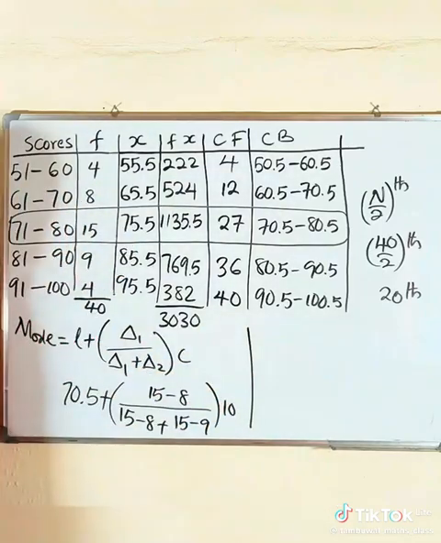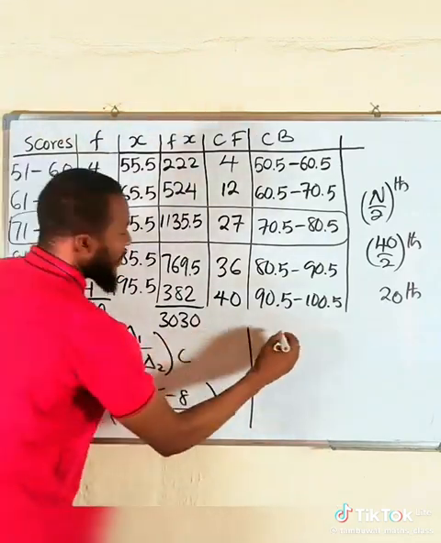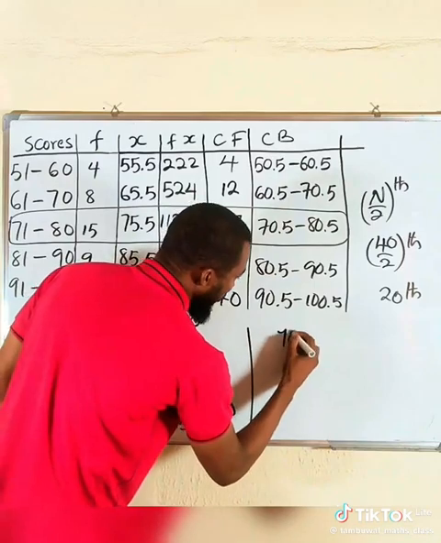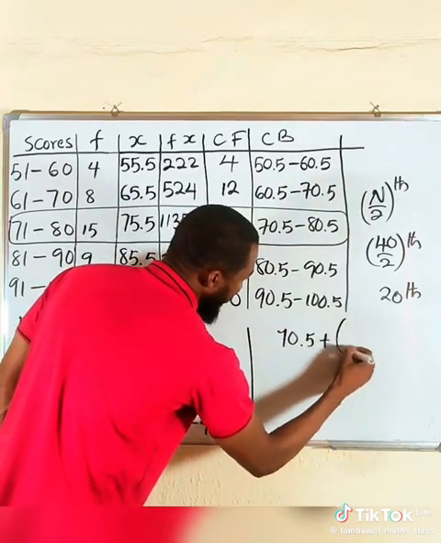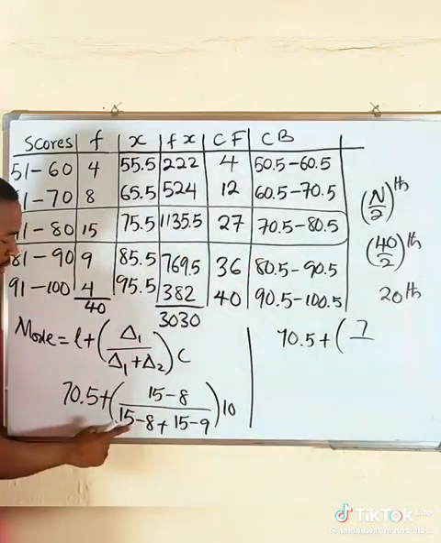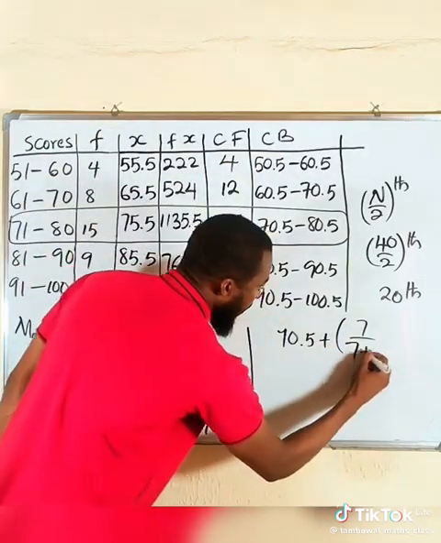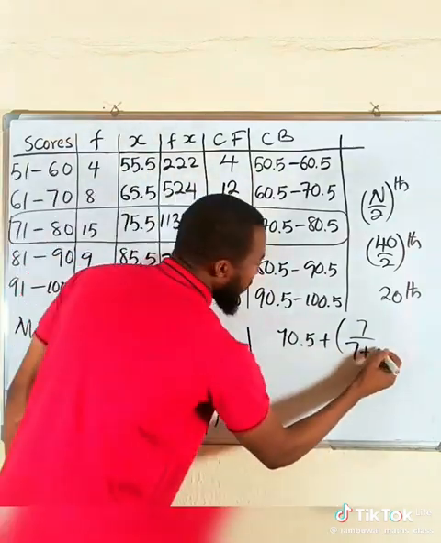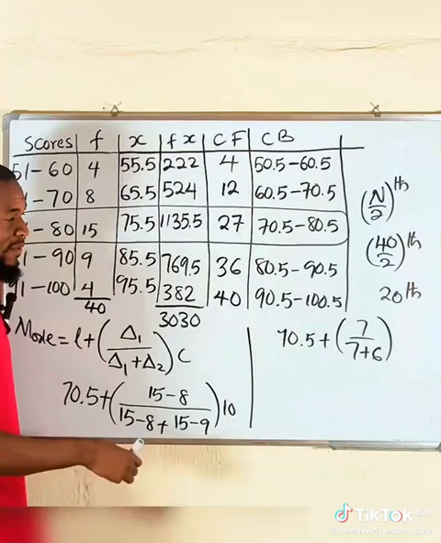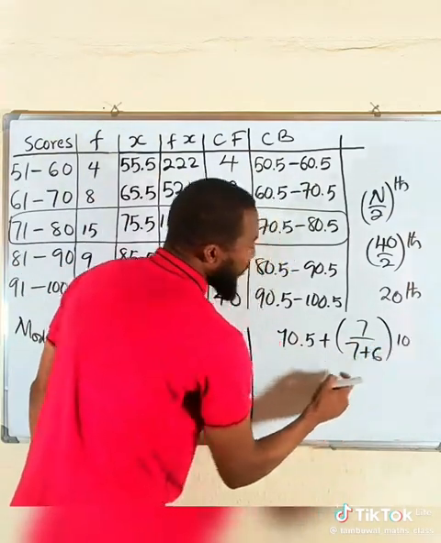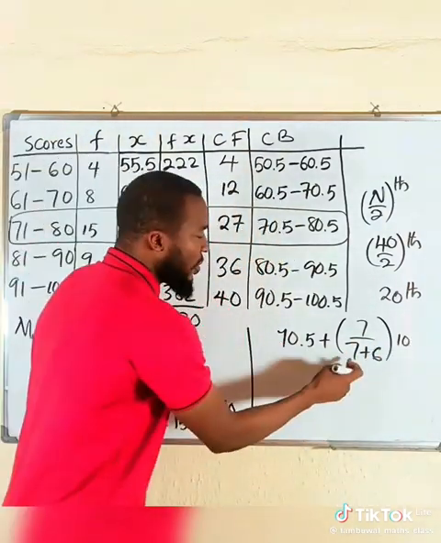Come here. This minus this is 7. So you have 70.5 plus 7 divided by, this is 7, and this is 6. Right? 15 minus 9 is 6, then times 10. So what you're going to do is you can add this one.